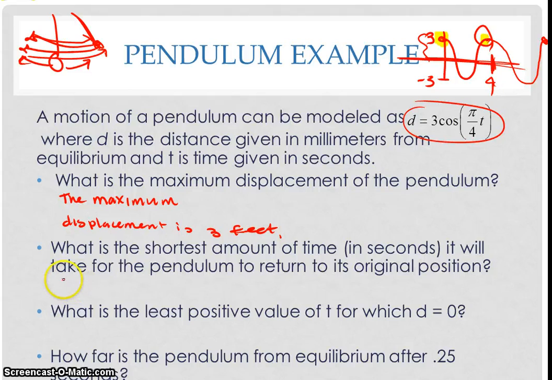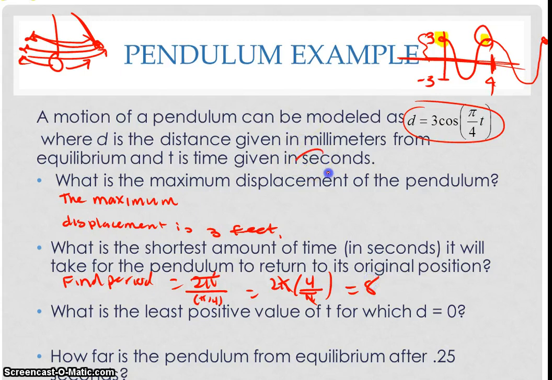Well, we can solve for the period, which is 2 pi over omega, where my omega value is pi over 4, which is 2 pi times 4 over pi. The pi's cancel, 2 times 4 is 8, and we're told in the problem that it's in seconds, so we can answer the question. The shortest amount of time it will take for the pendulum to return to its original position is 8 seconds.